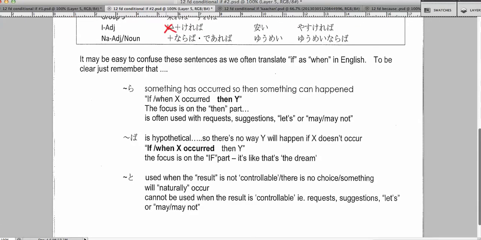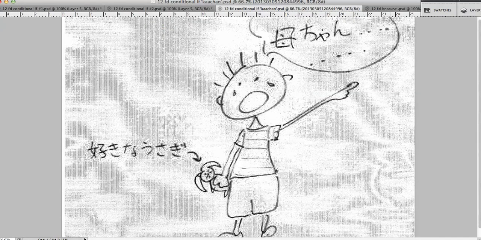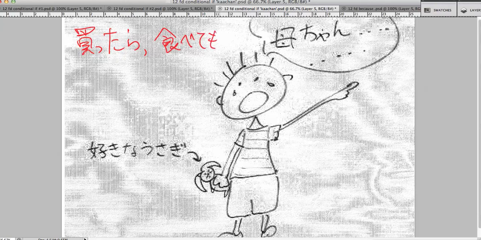So, just to keep it, the tara if, something has occurred, so then something can happen, and that's the part I'm really happy about. The reba if is the if part, and the to if is both parts because you can't control what goes on with each of them. So let's look at our little boy at the supermarket, and he says kaasan. And if he was going to say kaasan, if he used the tara if, kattara, tabe rareru. Tabete mo ii, gomen ne, tabete mo ii. So, okay, if you bought that, can I please eat it? That's what he's going on about.